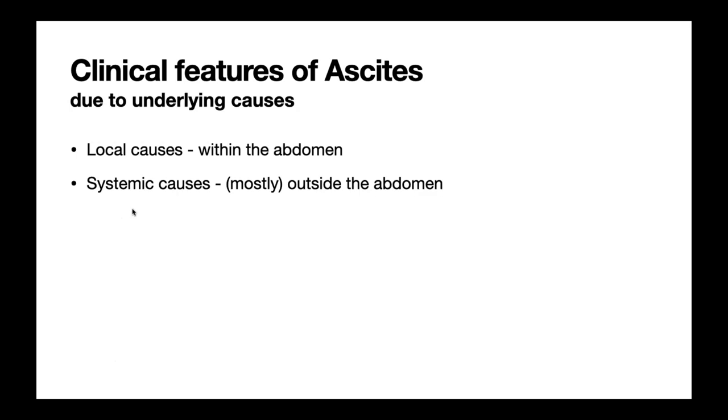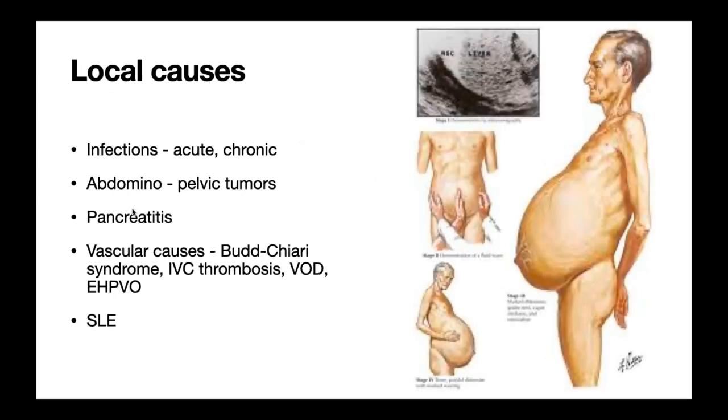Then the clinical features of ascites due to the underlying causes, which can be within the abdomen or systemic causes outside the abdomen. So whatever disease is causing ascites can produce or present with its own symptoms and signs. For example, the local causes are the infections. They are mostly within the abdomen. They can begin in the abdomen or they can start somewhere and then metastasize to the abdomen, like metastatic abscesses. They can be acute or chronic.